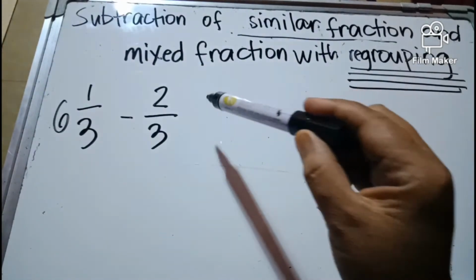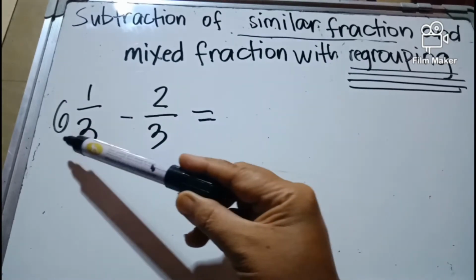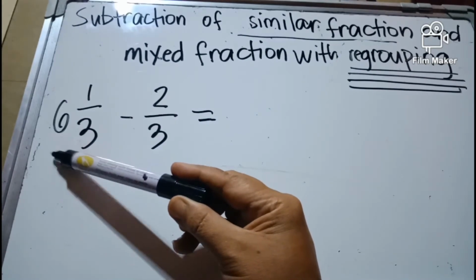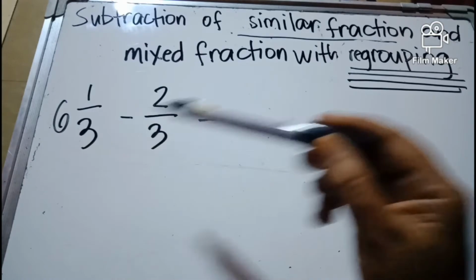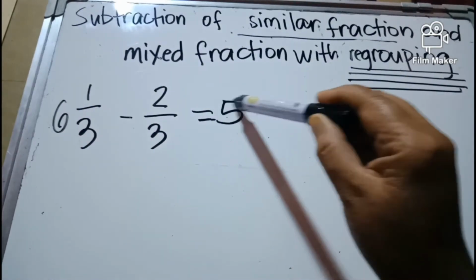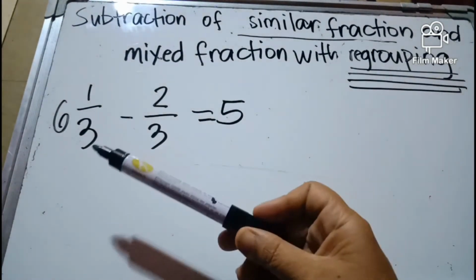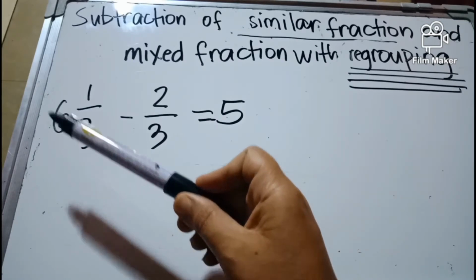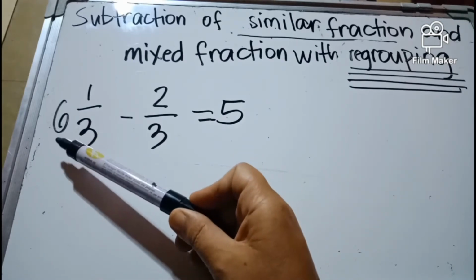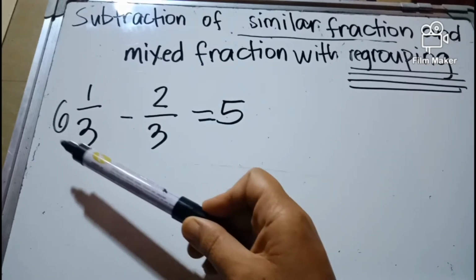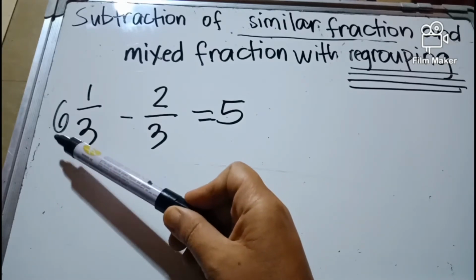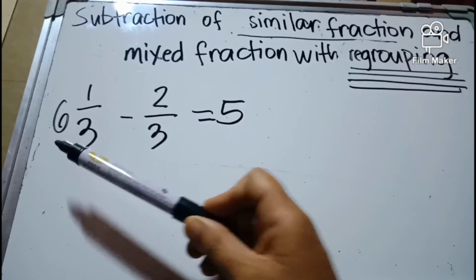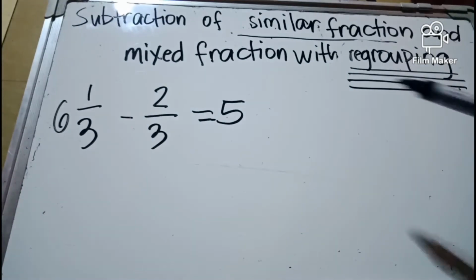So, itong whole number na 6, babawasan natin ng isa. So, 6 minus 1 ay magiging 5. Saan ba natin dinala yung 1? Or anong gagawin natin doon sa isa na binarrow natin? So, yung isa na binawas natin sa 6 ay gagawin nating fraction equal to 1.